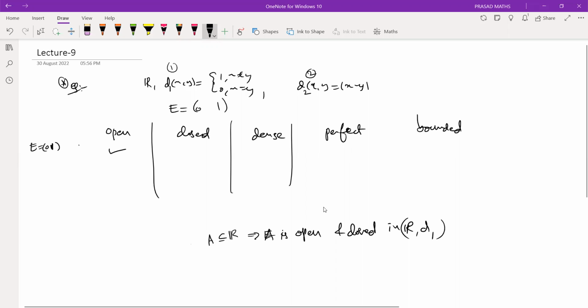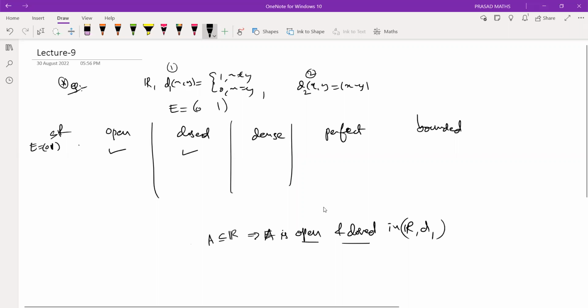Is it closed in discrete? Because it's a subset of R now. Any subset of R is both open as well as closed in discrete. So is it closed, E equals the open interval (0, 1)? Yes, because it is after all a subset of R. Any subset of R is closed with respect to discrete.